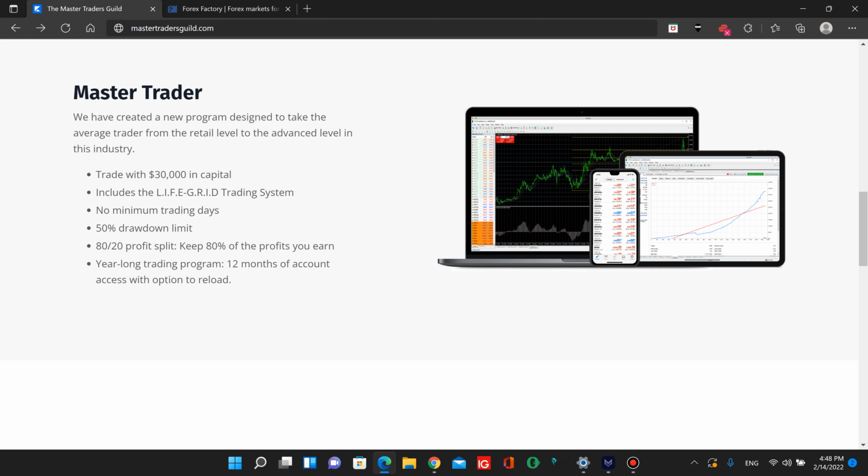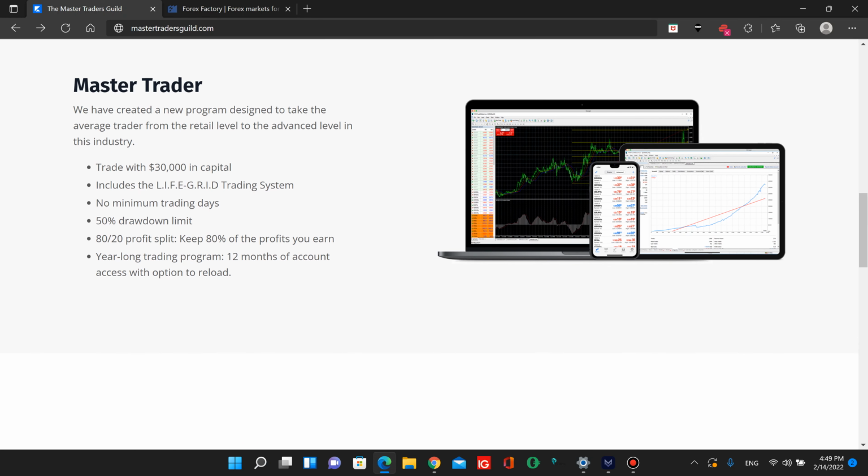It's a year-long program, so you're going to have 12 months of this program. You have the account where you're able to manage this account, and you're able to follow up with me. This is a complete package, and this is a 12-month-long package. It's going to be called the Master Traders Guild, and this will be available shortly.